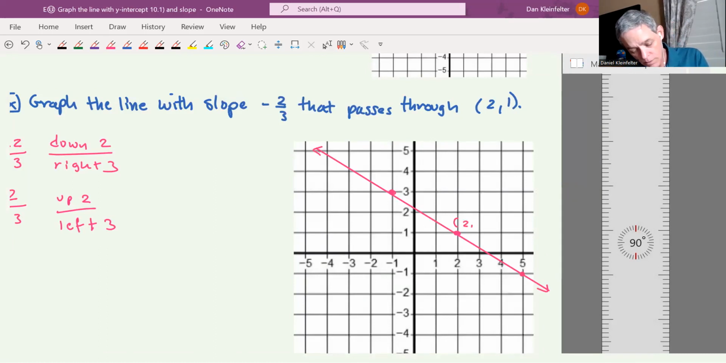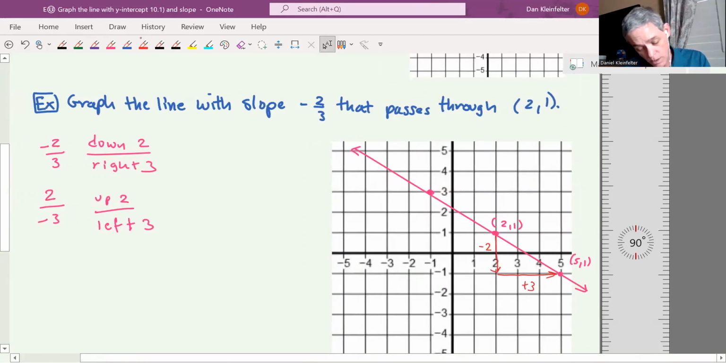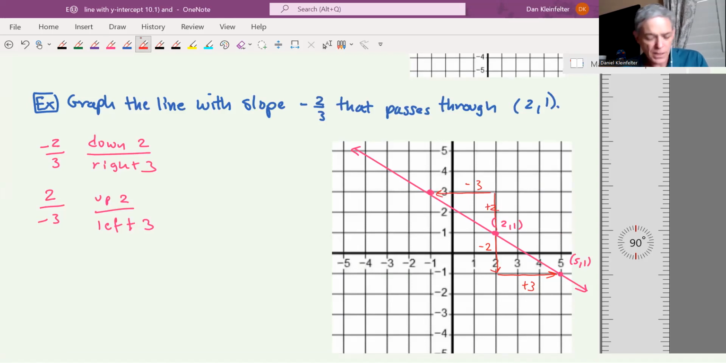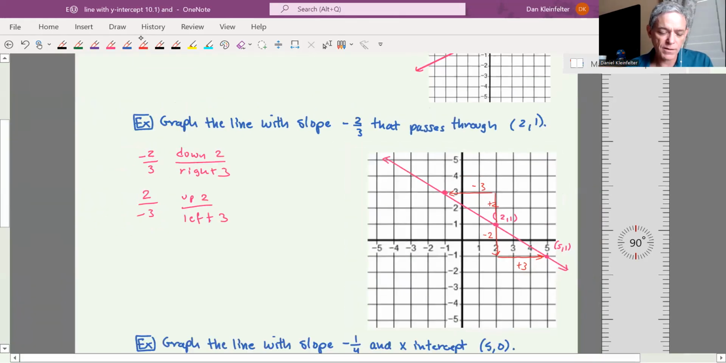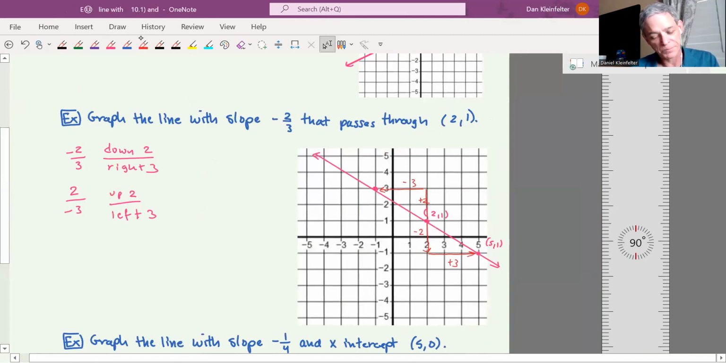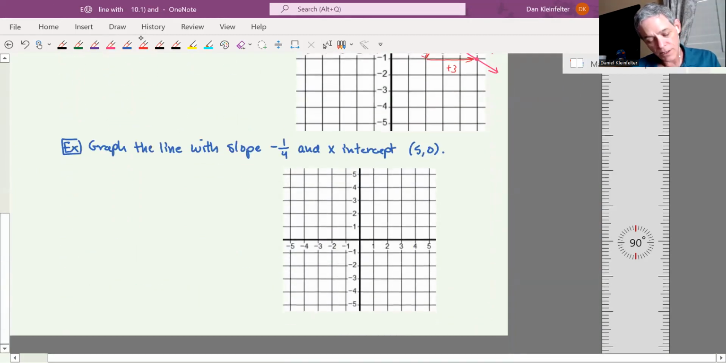Okay, so our original point was (2, 1). We went down to (5, -1) by going down 2 and right 3. Or we could have gone up by 2 and left 3. Those take us to two different points on the line, but either way is okay. Okay, let's try one more.